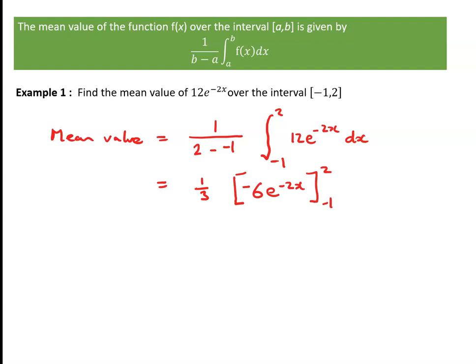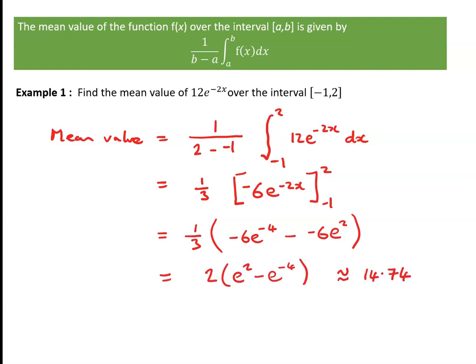So that's 1/3 times by the value of minus 6e to the minus 2x when x is 2 minus the value of minus 6e to the minus 2x when x is minus 1. So that's 1/3 of minus 6e to the minus 4, take away minus 6e squared. In other words, we've got 2 lots of e squared minus e to the minus 4, which gives me an answer of approximately 14.74.